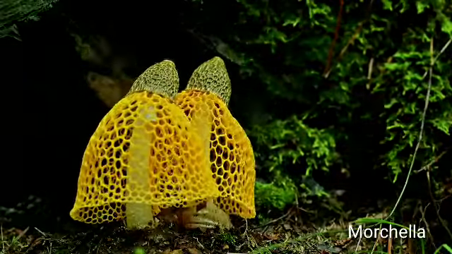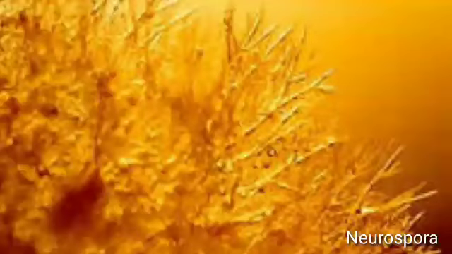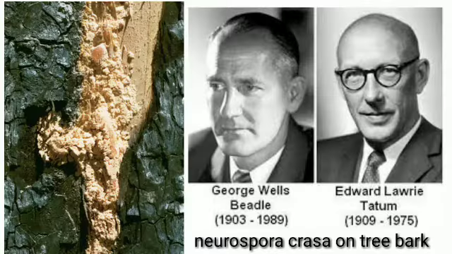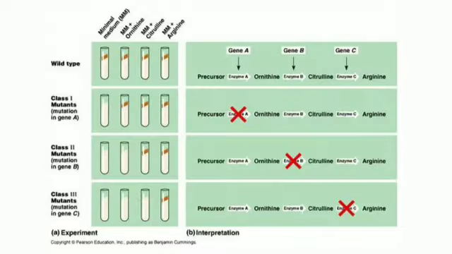The fifth one is Neurospora, red or pink mold. This is known as the Drosophila of the plant kingdom. It is used for the study of genetics in the plant kingdom. Beadle and Tatum proposed the one gene, one enzyme theory in genetics by experimenting on Neurospora. They were awarded the Nobel Prize for it.